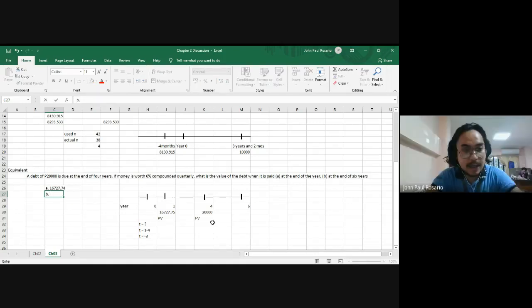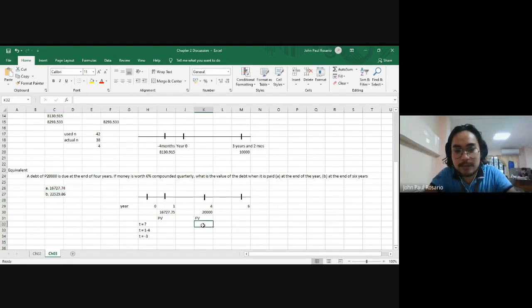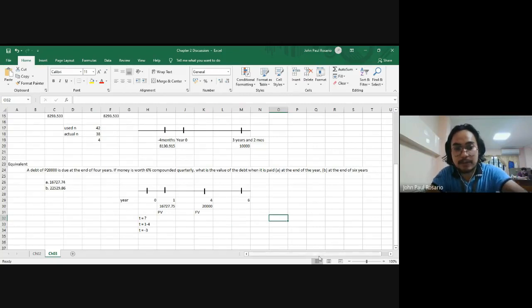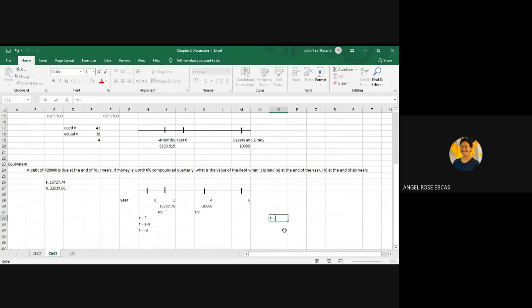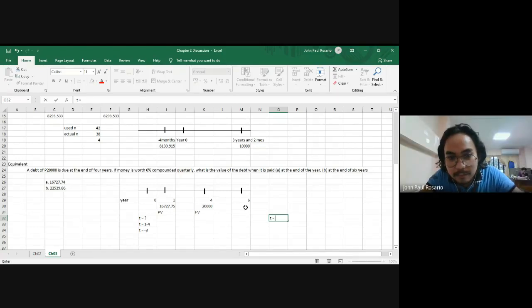Okay, Balyada's answer for letter B is 22,529.86. Now, before we solve whether letter B is a future value or present value, let's solve for the t. So t is equal to, which comes first on the timeline, 4 or 6? 4. Okay. But who is missing? 6, right? So whichever is missing determines your direction. Since 4 is here, you write it first. So 6 minus 4.